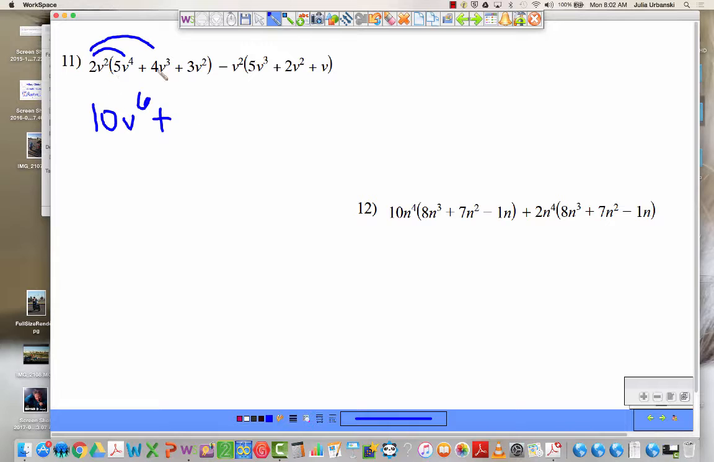Help me out with this one. 2 times 4 would be? And v to the? 2 plus 3, right? 5. And then this one times this one. Multiply the coefficients, add the exponents. So 6r to the 4th.